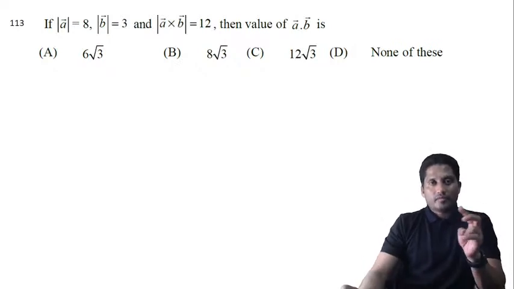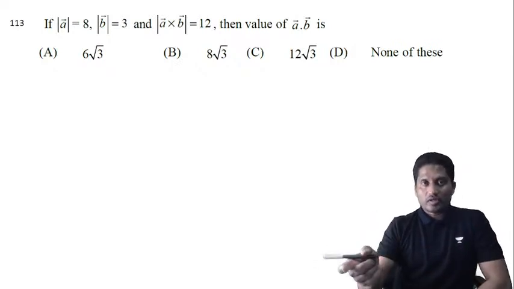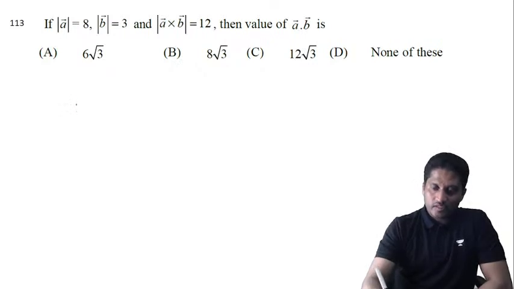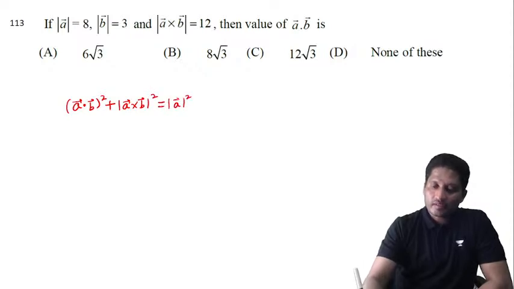See, mod A, mod B, sin theta. Okay, you know the dot, you know cross, right? So I'm going to use Lagrange's identity: dot the whole square plus cross the whole square is equal to mod A square into mod B square.